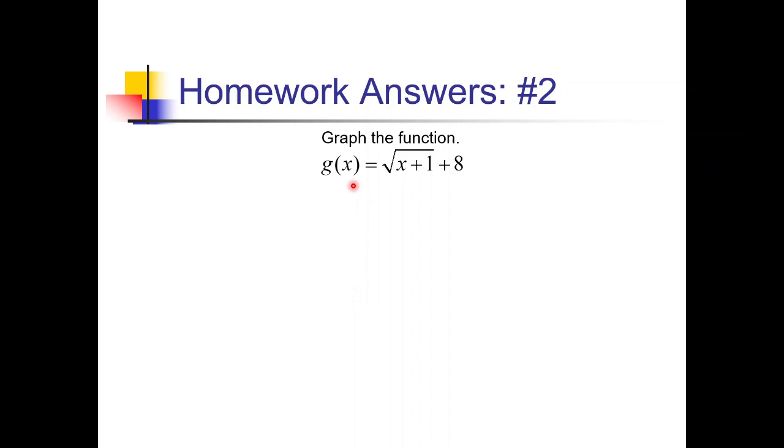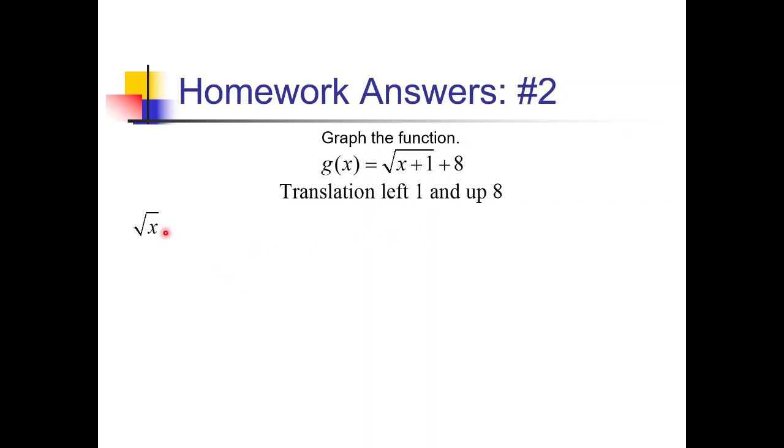To graph the g function, let's first figure out how this is transforming the square root function. The plus 1 inside means we are translating or shifting left 1. It's opposite of what you expect. And then the plus 8 outside means we're going up 8. So left 1, up 8.